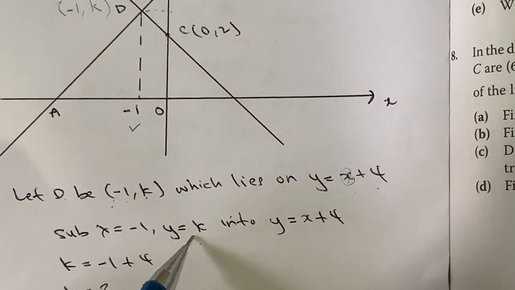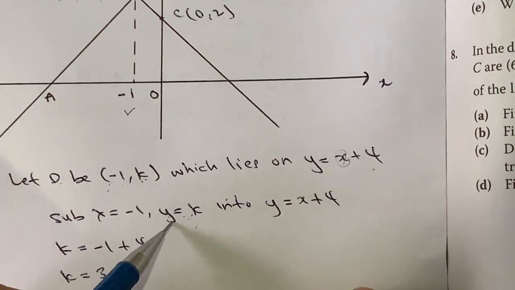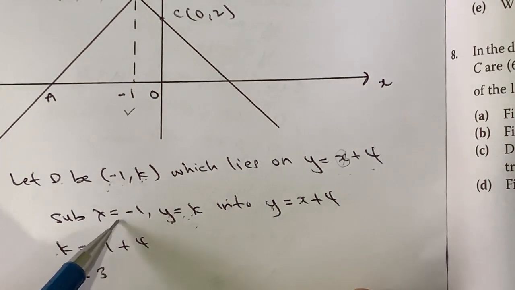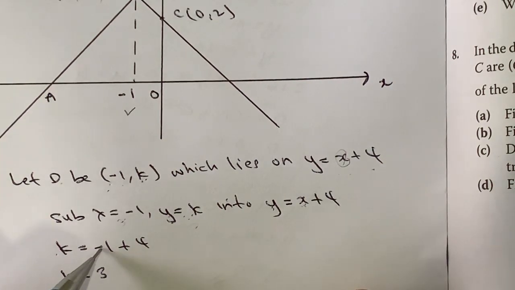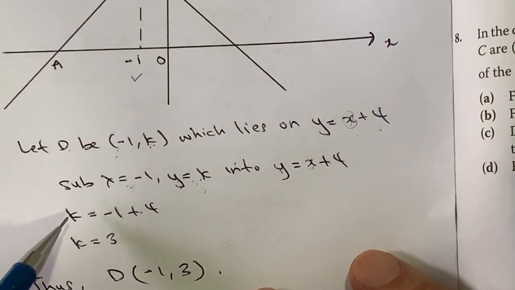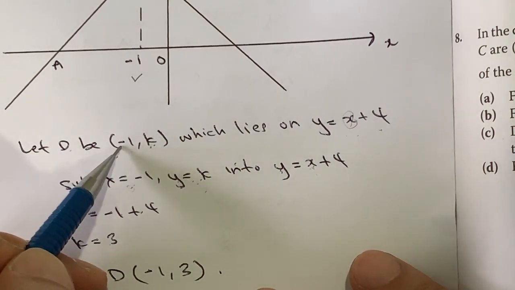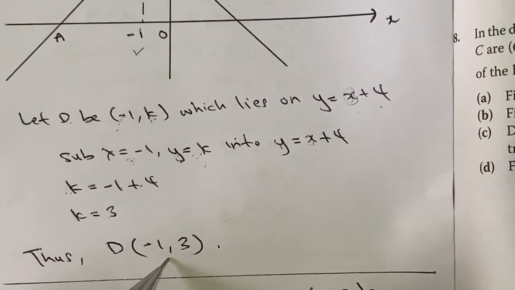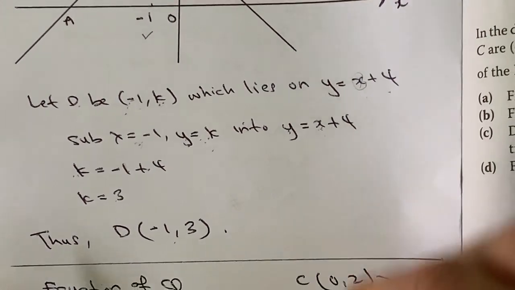So k is the y coordinate, so y equals k. When I substitute this, y will be replaced by k. -1 is replacing x, so I'll get -1, and then plus 4 will remain as plus 4. So eventually k is equal to 3. So the final answer is D is -1 comma 3. This will be the first part of the answer to the question.